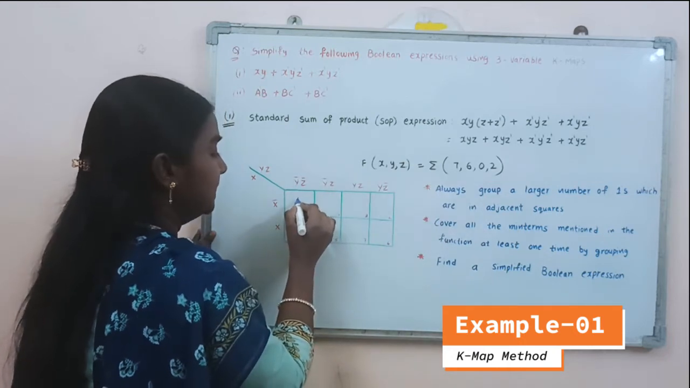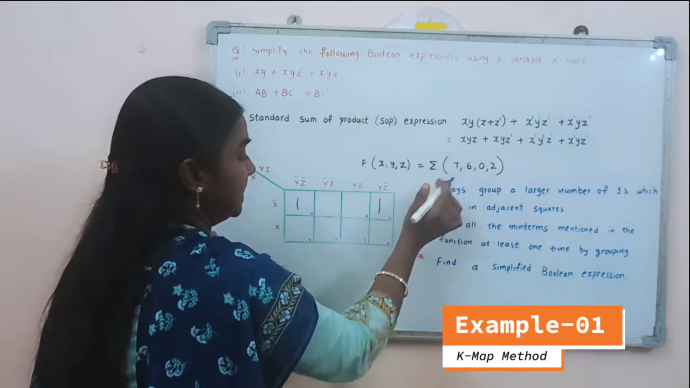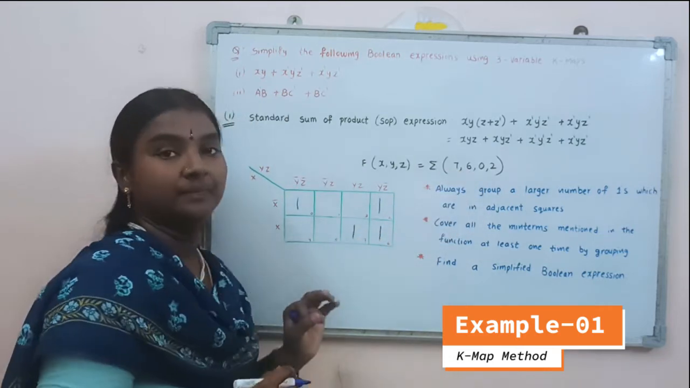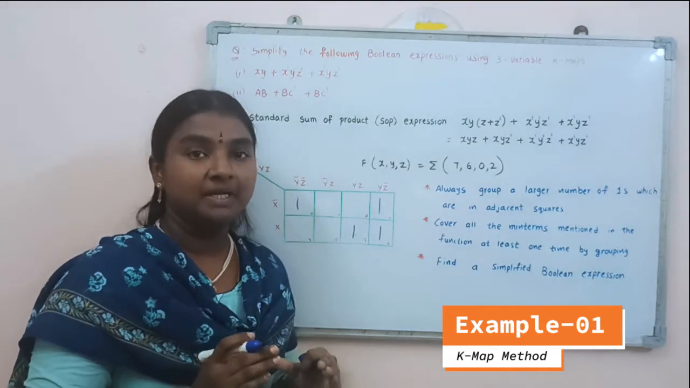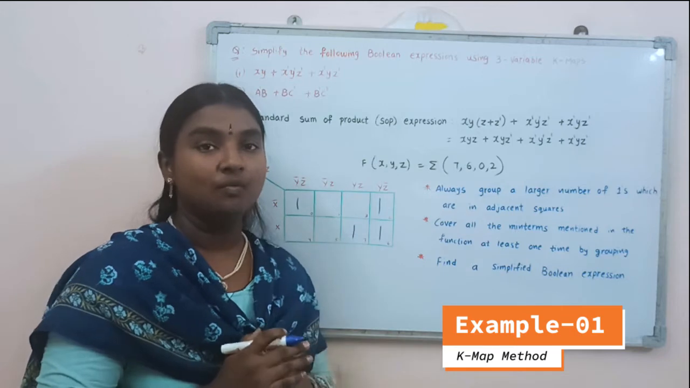So minterm M0 means here 1. For M2, here 1. For M6, here 1. And for M7, here also 1. Now we assign it the minterms. Whatever the minterms are present in this function, we assign 1 here.